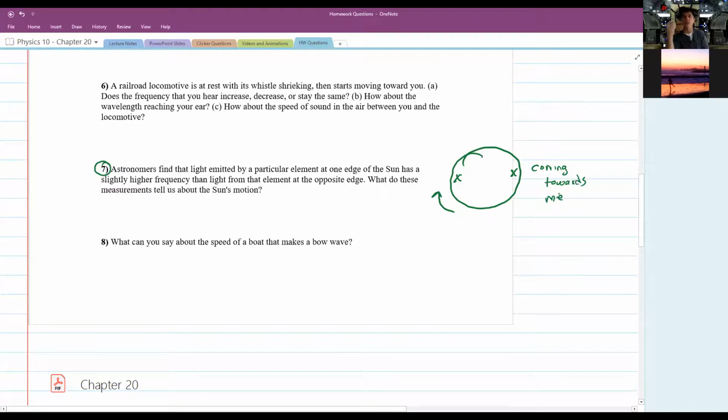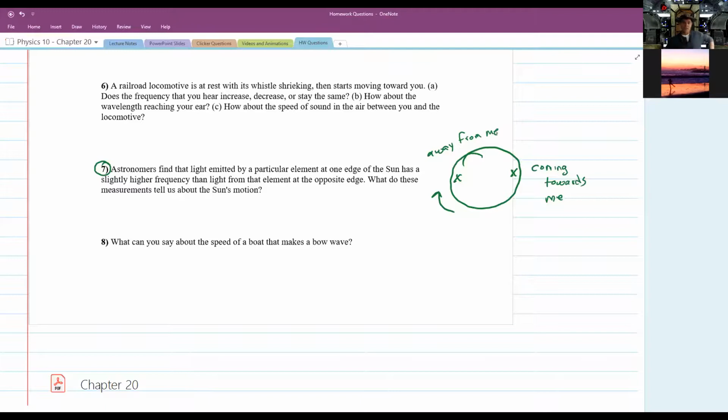You know, if I imagine the sun rotating, at one point, part of it's coming towards me, and this point might be going away from me. Well, here's what's really cool. Because of the Doppler effect, if a source of waves is moving towards you, you're going to detect a higher frequency. If a source of waves is moving away from you, you're going to detect a lower frequency.